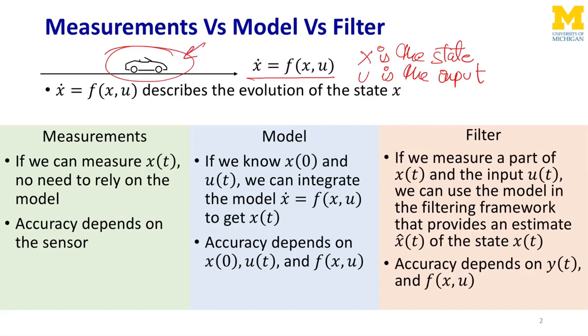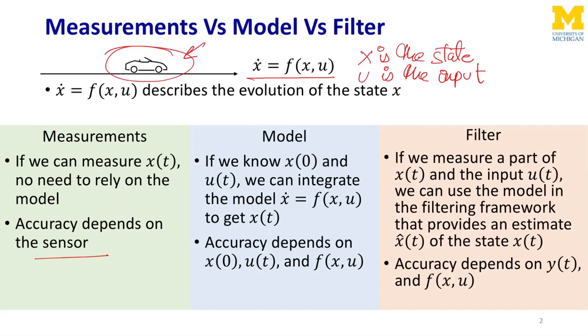So let's suppose we could measure all of the state. If we could measure all of the state, then we don't need to rely on this model x dot equals f of x and u to get x of t, because we are measuring the whole state. Now in this case, the accuracy is going to depend on the sensors that you have. If you have poor sensors, you're limited. The accuracy of the estimate of that particular state is going to be limited by the accuracy of your sensor.